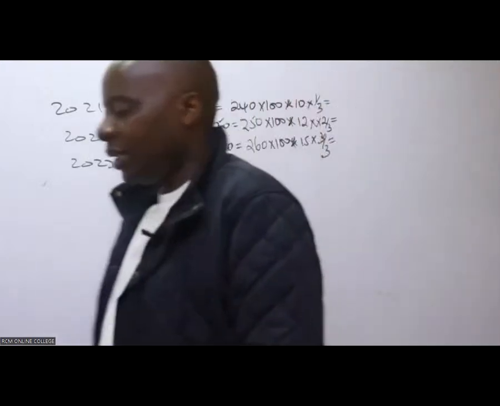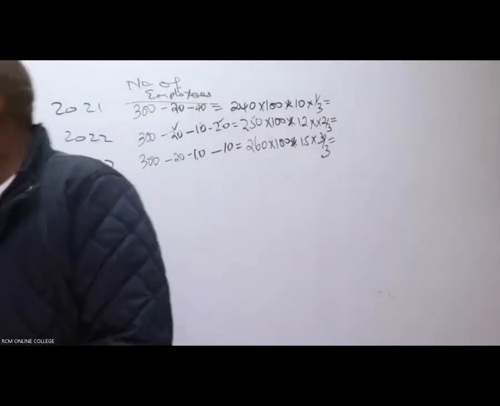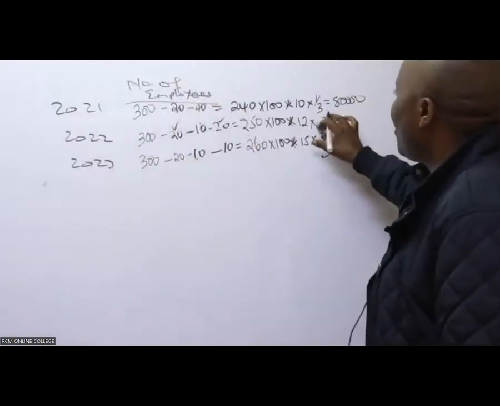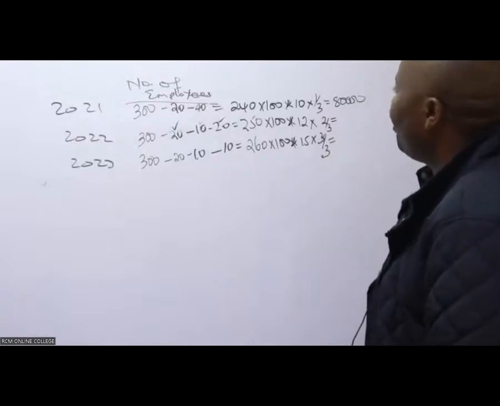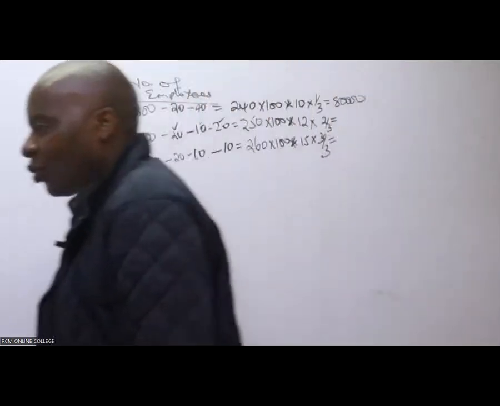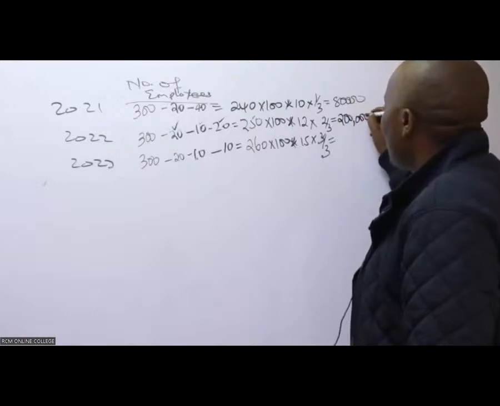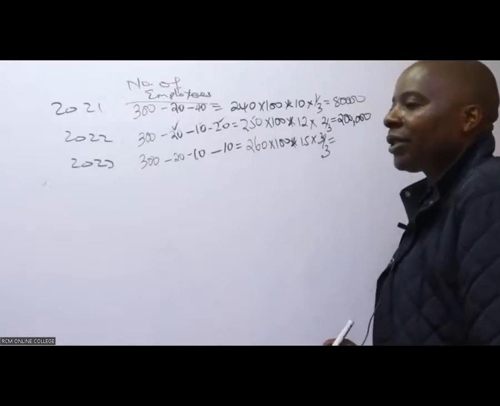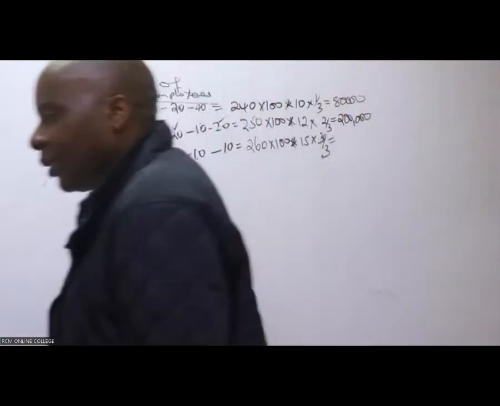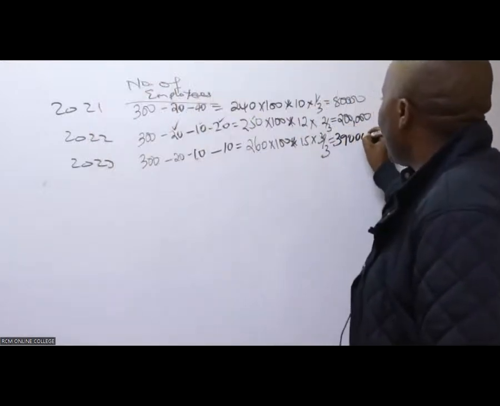So we have in this case here 80,000. How about the second one? I'm being given a figure of 200,000. How about the last one now? The last one will be 390,000.